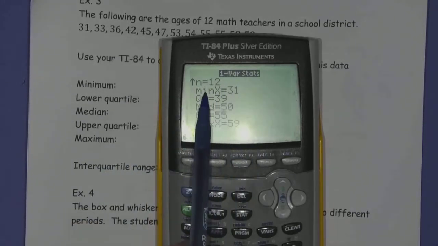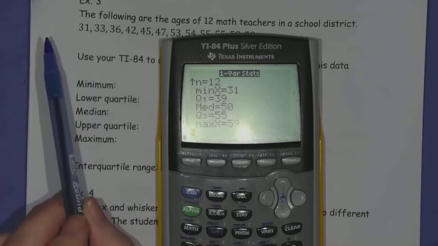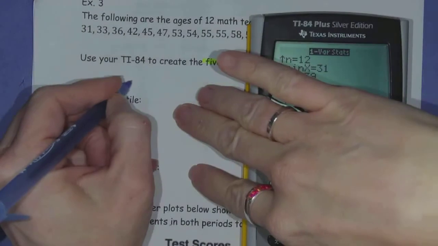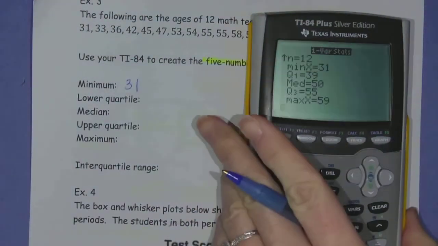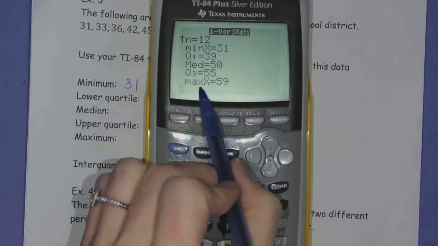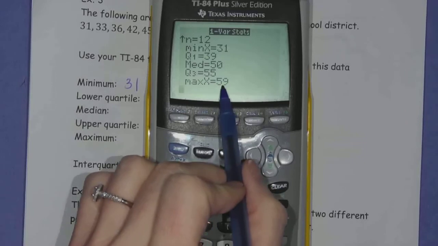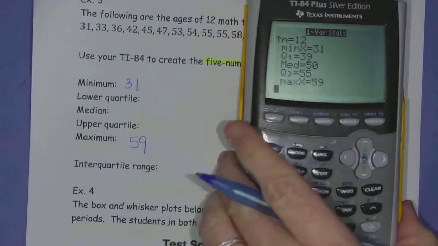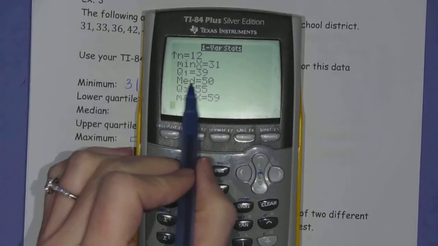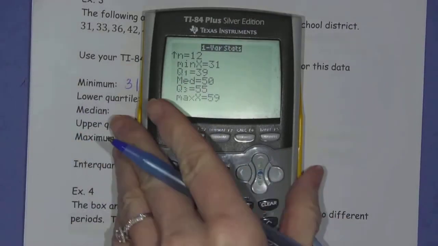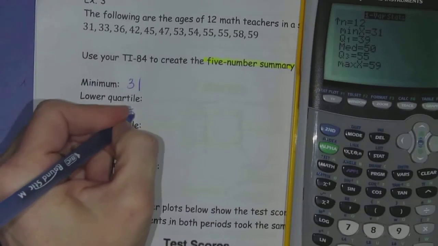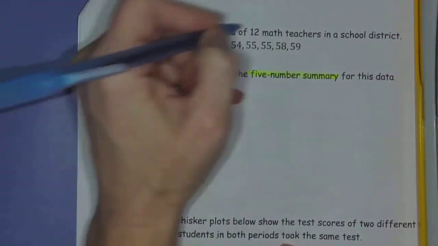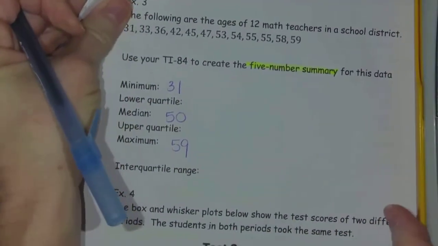Lowest minimum value is 31. That is our youngest math teacher. So put 31 for your minimum. Look down here at the maximum, 59. Wasn't our oldest teacher 59? So maximum 59. The median, 50. Okay, so let's put a 50 for our median. And if you did the math, if you cross, you're going to get 50.